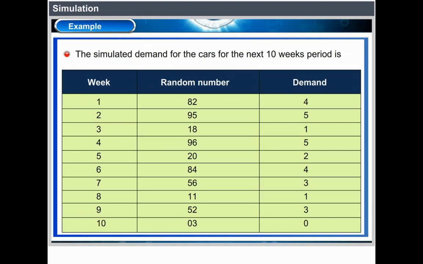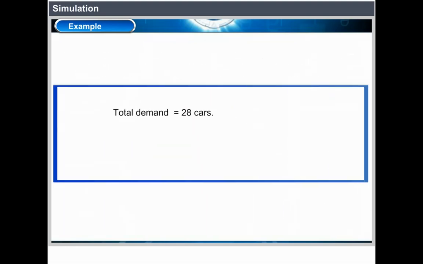Now we can read the first column: 1, 2, 3, 4, 5, 6, 7, 8, 9, 10. And the second column: 82, 95, 18, 96, 20, 84, 56, 11, 52 and then 3. Third column: 4, 5, 1, 5, 2, 4, 3, 1, 3, 0. Total demand equals 28 cars. Average demand equals 28 by 10 equals 2.8 cars per week.